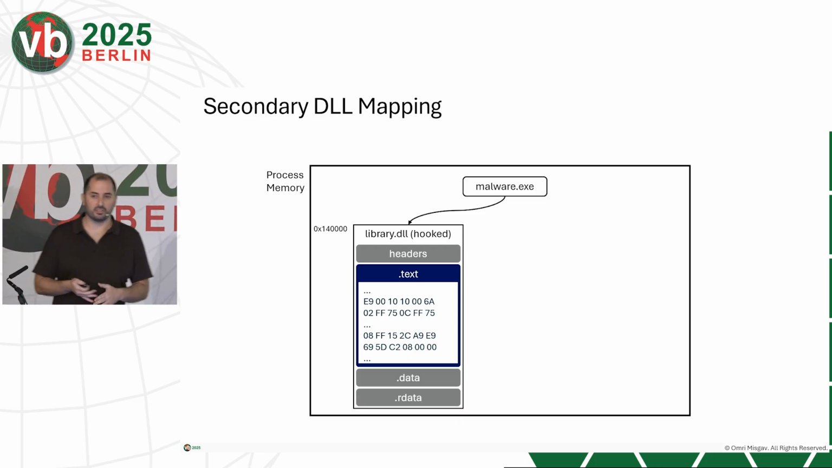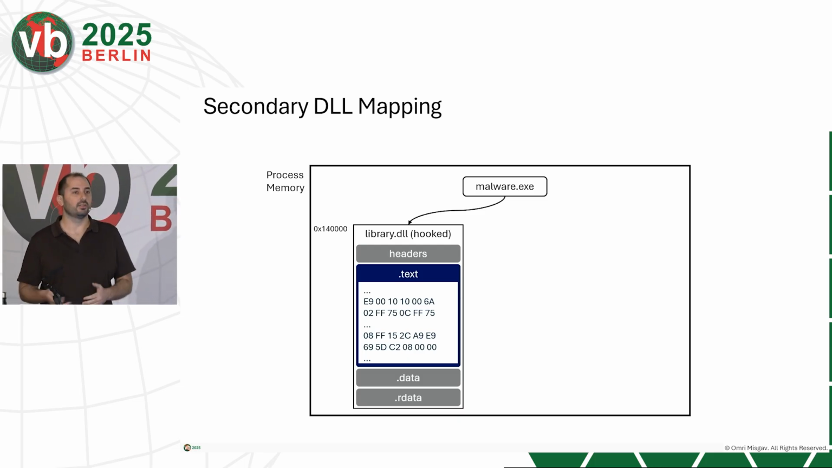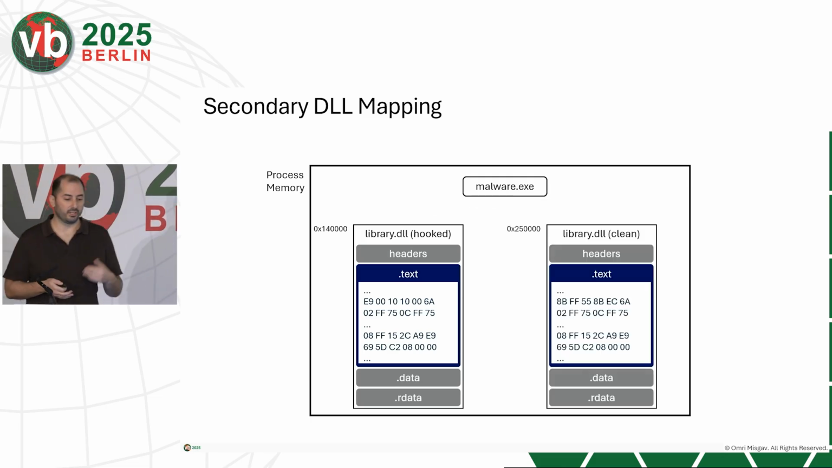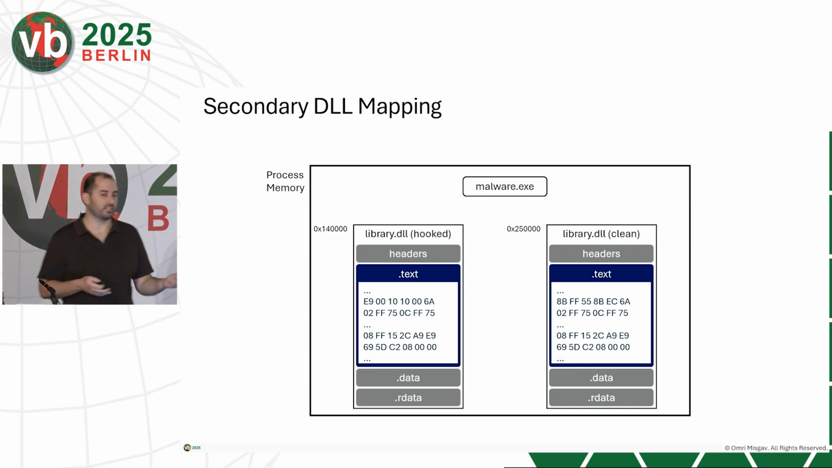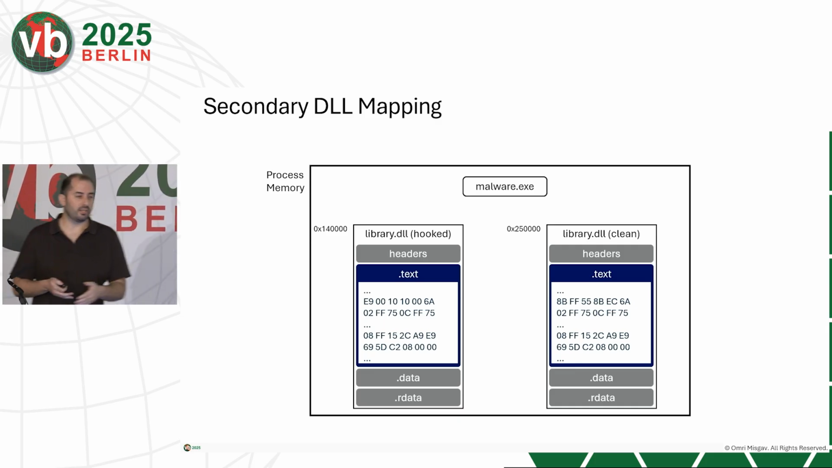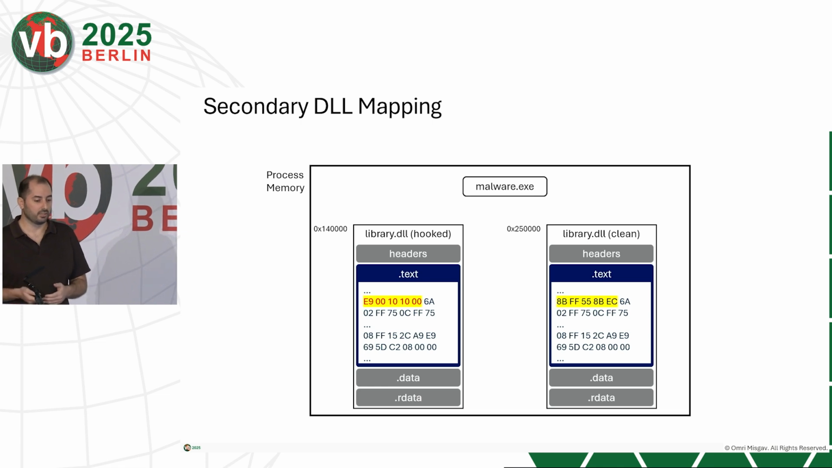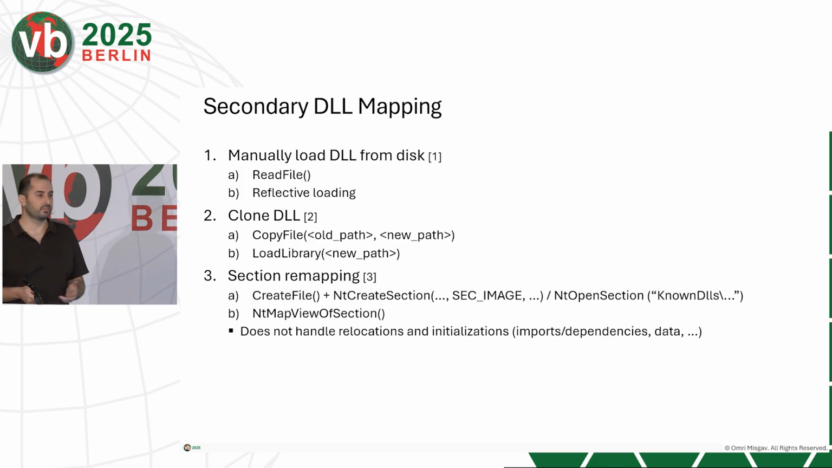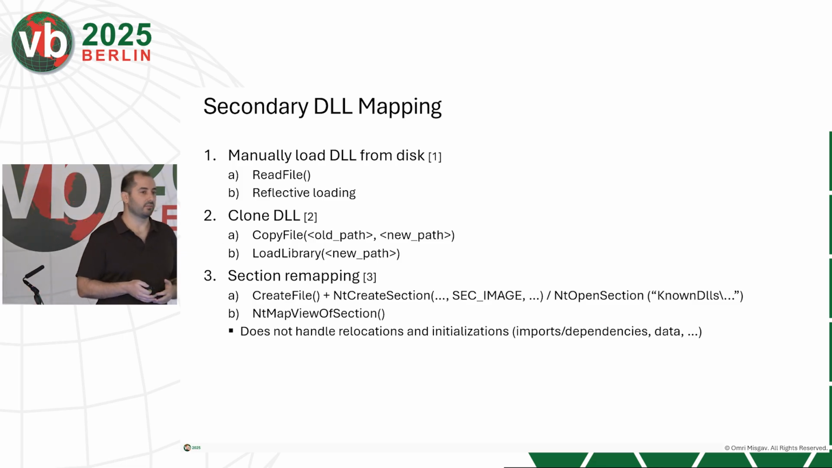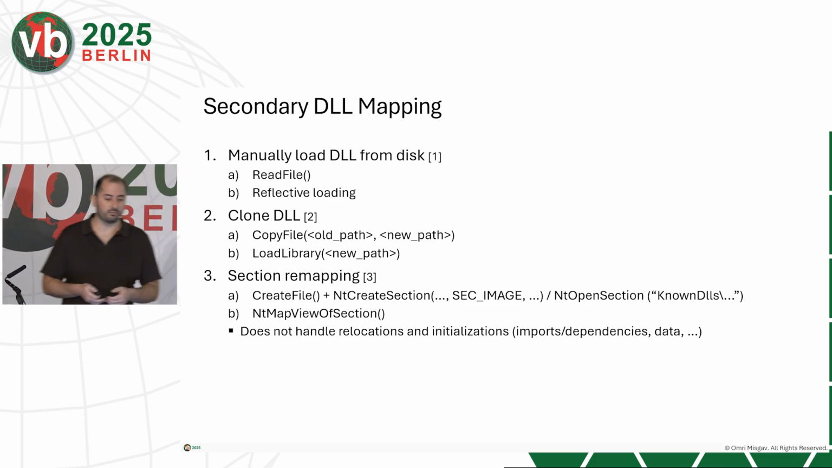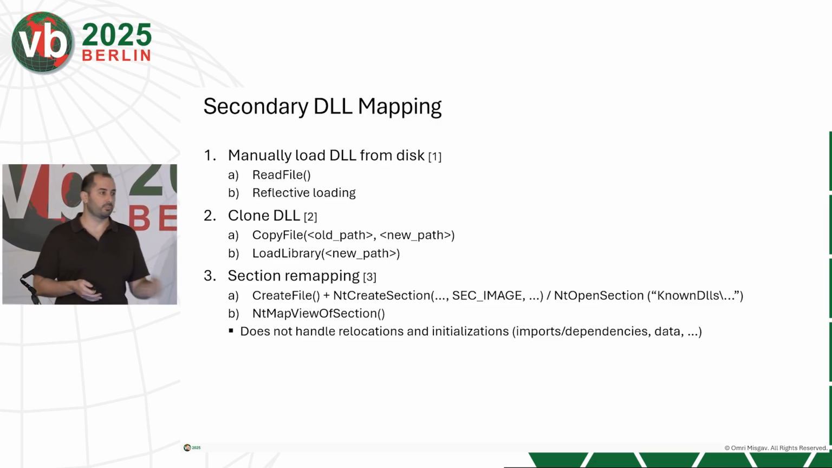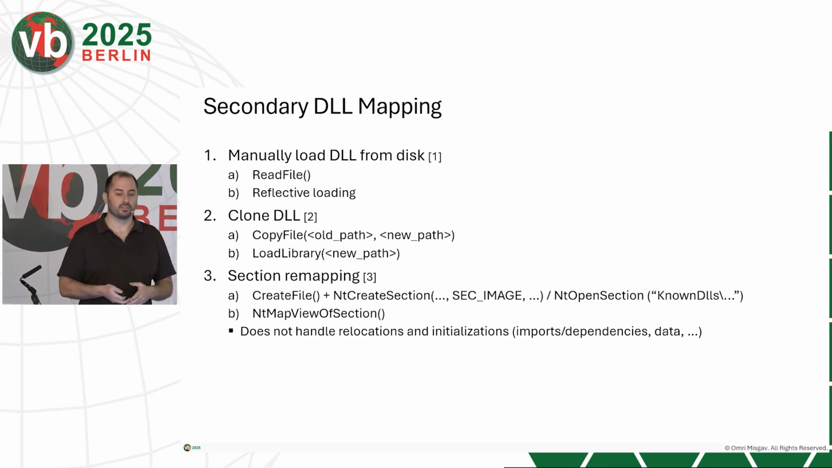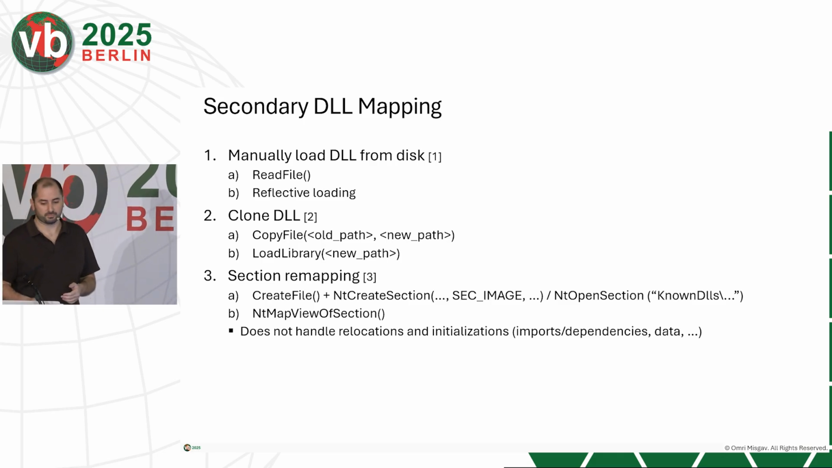It's quite self-explanatory. The malware will try to create its own private instance of the library that won't be detected by the protection engine, and it will have the original code there, so it can use that instead for the rest of its operation. There are three techniques that can be used to achieve it: use reflective loading, clone the DLL by copying it on disk and reloading it with a new name, or remap the section using low-level NT APIs.